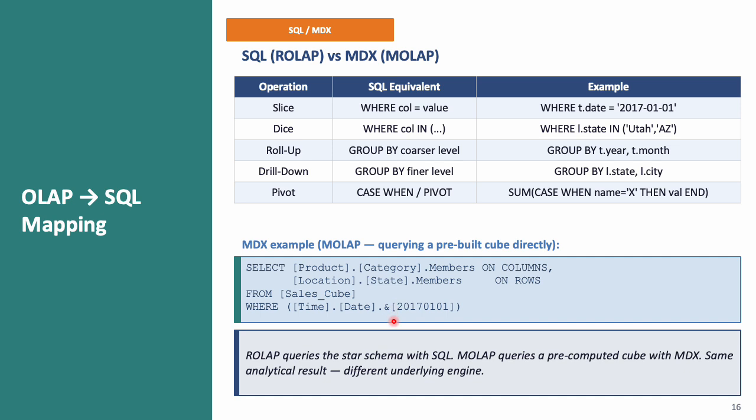The where clause in MDX acts as the slicer. It fixes the time dimension to 1st January 2017, equivalent to what the SQL where clause did in query 1, if you remember. This is the OLAP slice operation expressed in MDX.